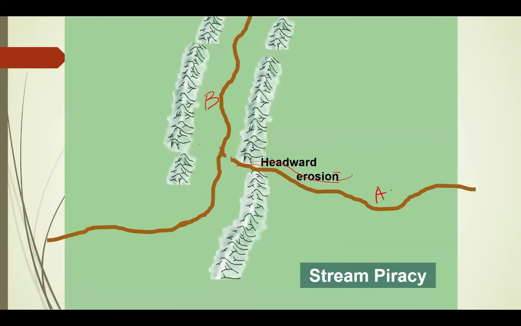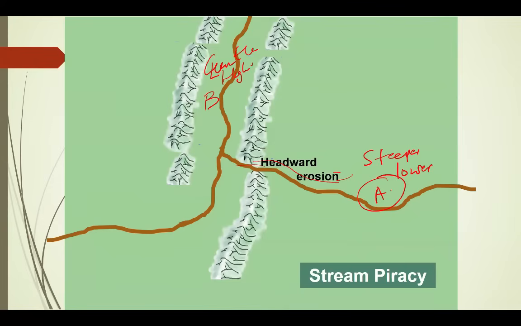And then once that takes place, the two rivers are going to join. And then when the two rivers join, the river will now be flowing to the lowest point, which means now river A is on a steeper gradient, but at a lower lying area. This one is on a gentle gradient, but on a higher lying area.